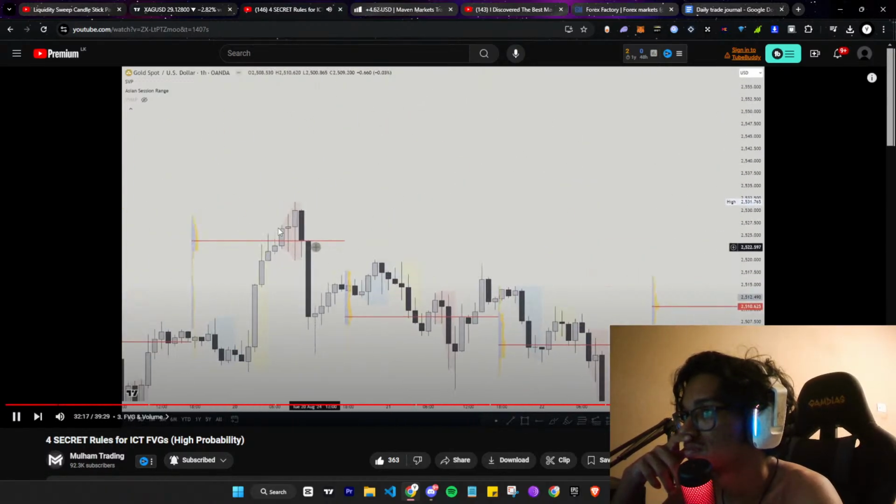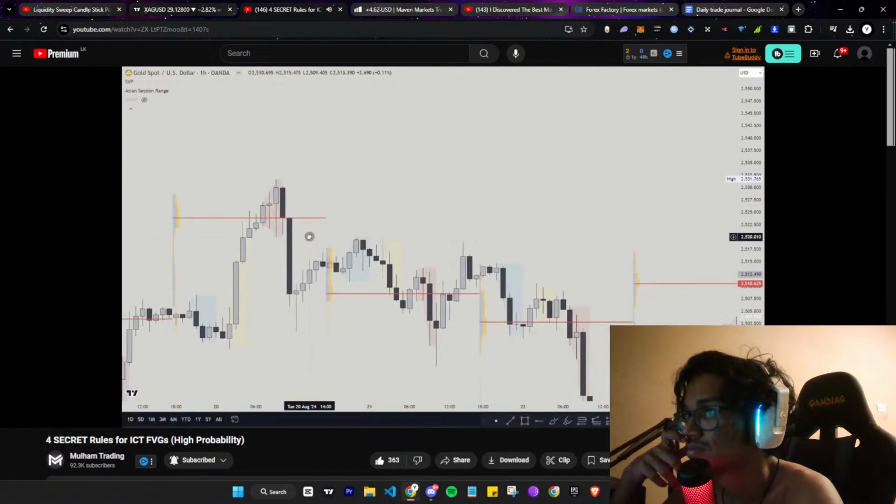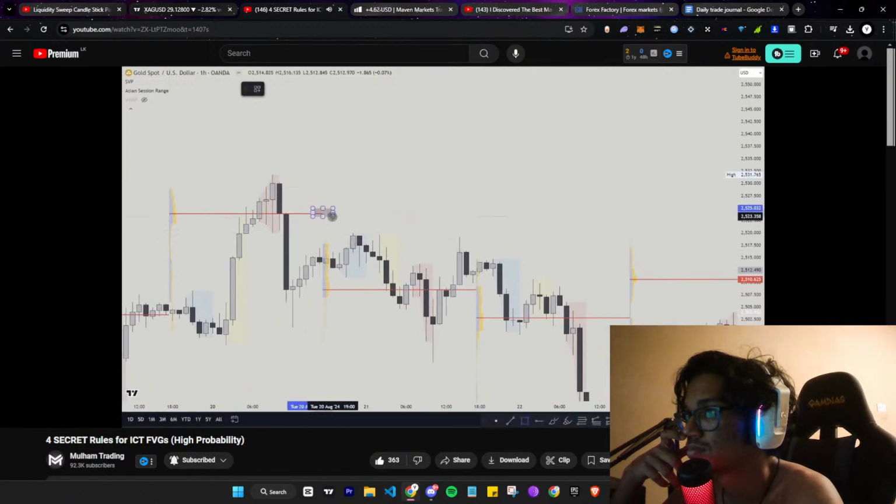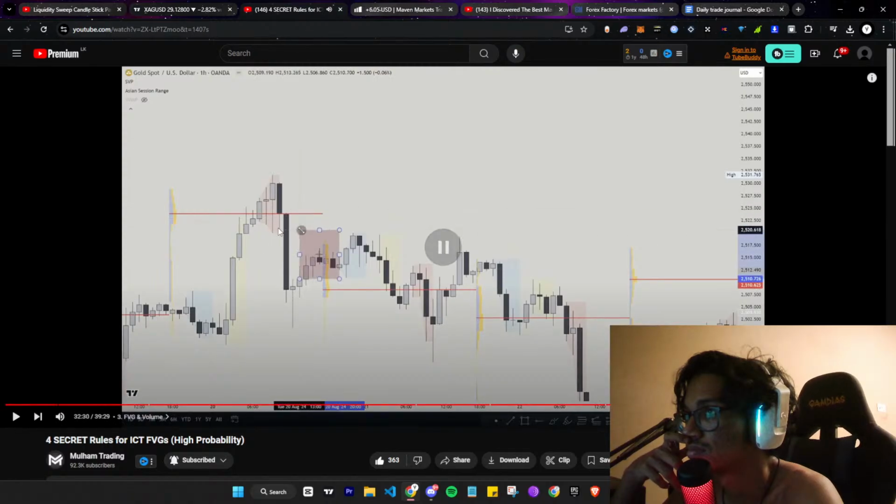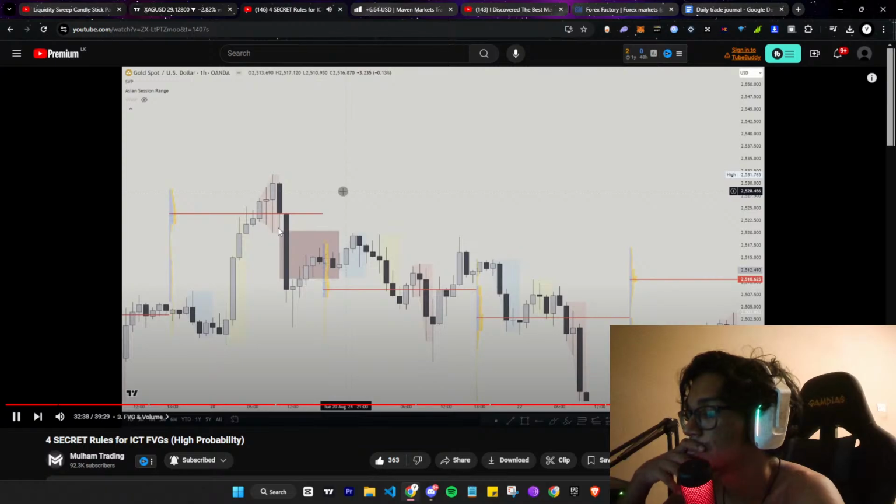Now, what I'll do is if I have this level here, for example, this is where the most volume was for this day. And then the next day, when it starts, if I come to a fair value gap that is close to this level, so you can see that we have a fair value gap here that is near and close to where the most volume was, and all of the rules apply to this fair value gap, it becomes a high probability one.